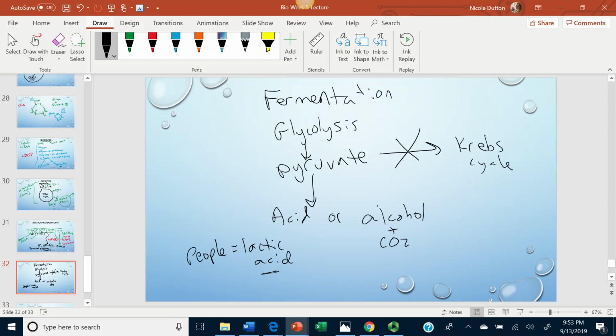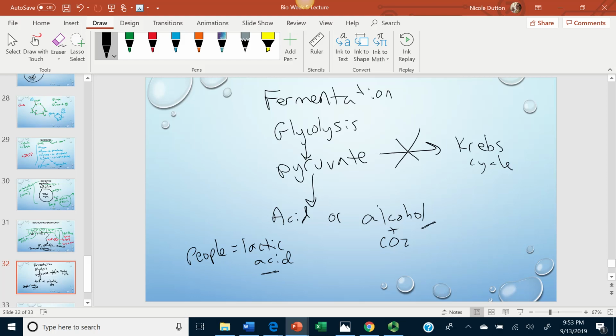If we were yeast cells, we would produce alcohol. Can you imagine that every time you go for a jog, you get drunk because your muscles are producing alcohol from alcohol fermentation? That would be a little crazy. I think everyone would be a little bit more fit in the world too. I'm going to go for a run and get intoxicated.